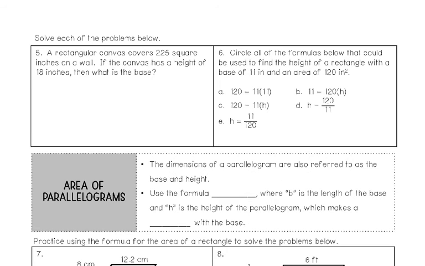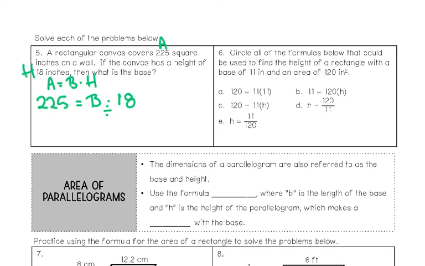A rectangle canvas covers 225 square inches of a wall. So that's the area. If the canvas has a height of 18 inches, what is the base? So there it goes. It tells us what the area is and the height is. So we're just going to plug it in. Go back to your basics. What's your formula? Area equals base times height. And then just plug in what we've learned. We know the area is 225. So then just plug it right in. And then we don't know what the base is, so just leave it as a B. And then what's the height? 18 inches. So now you can start solving.